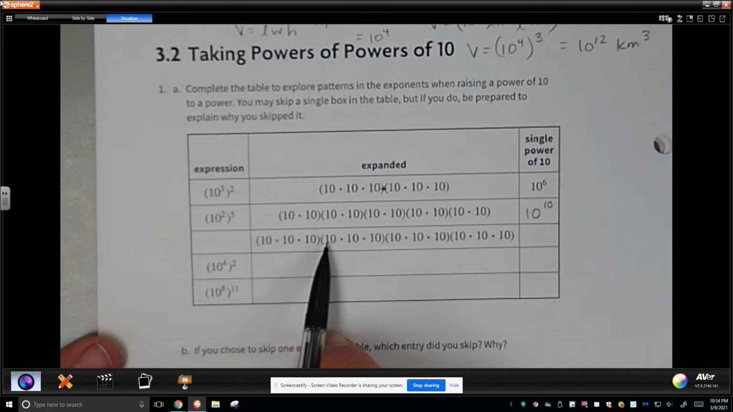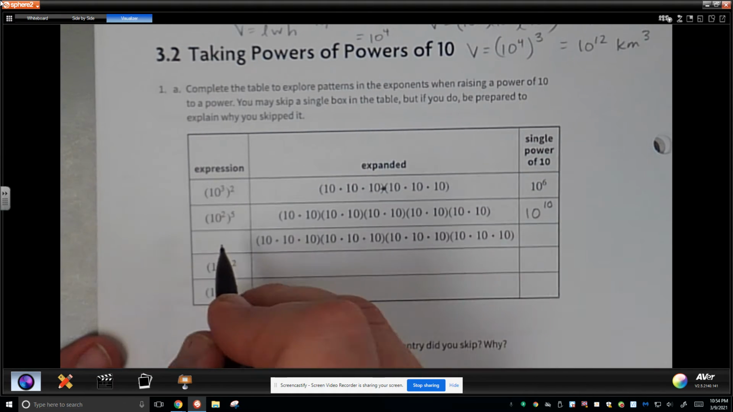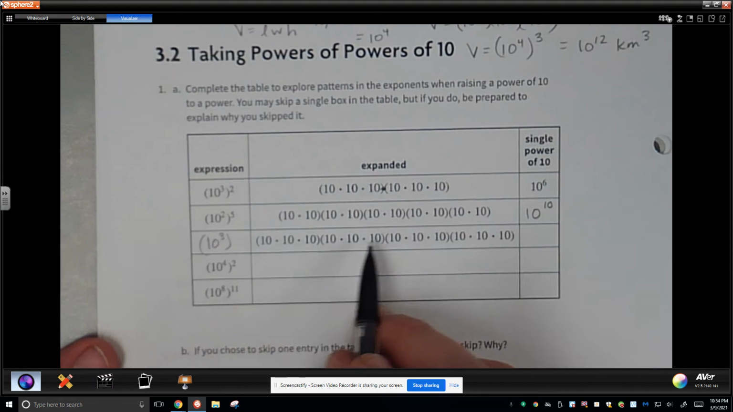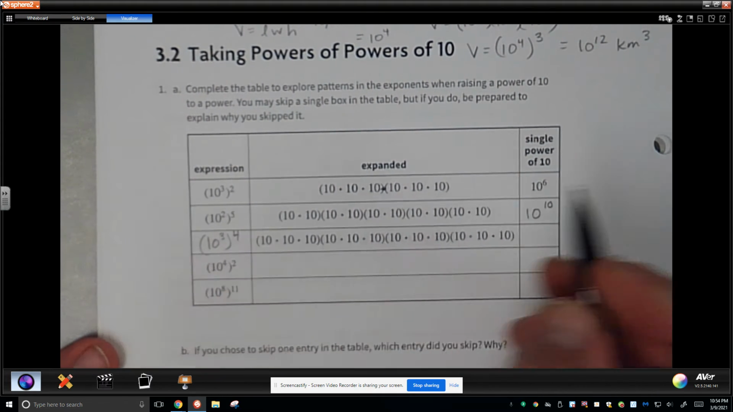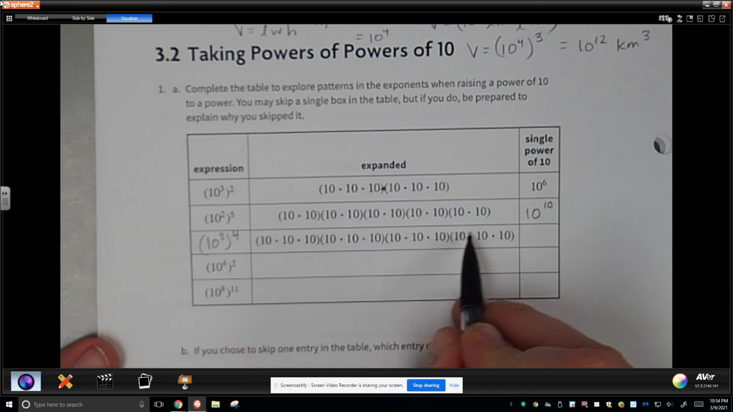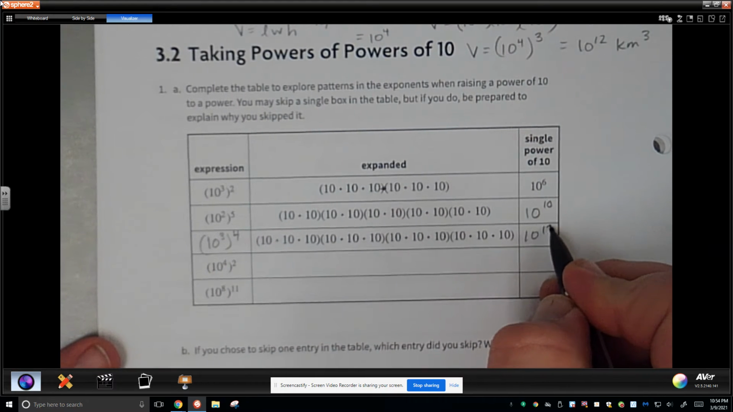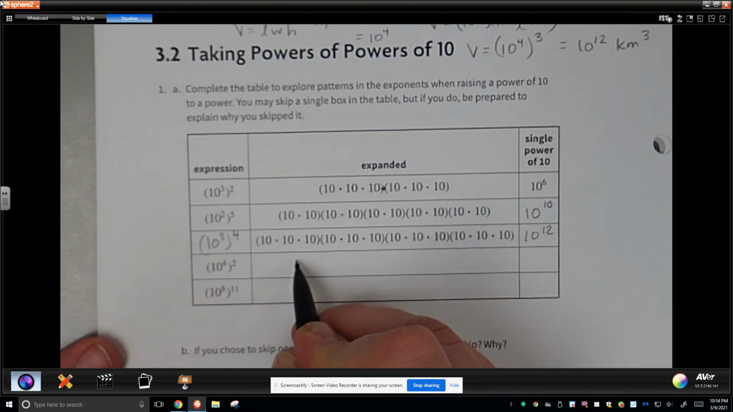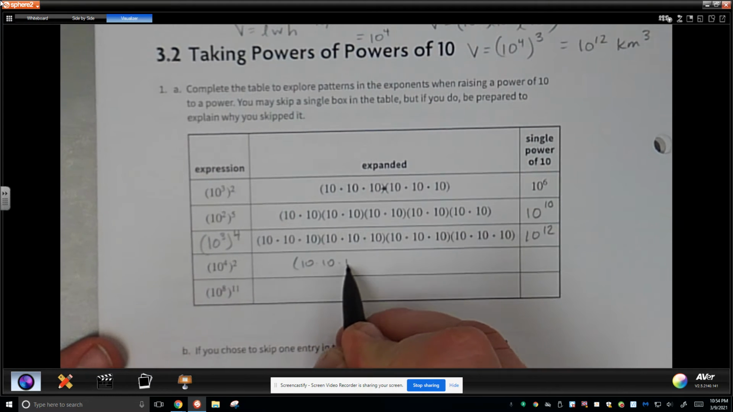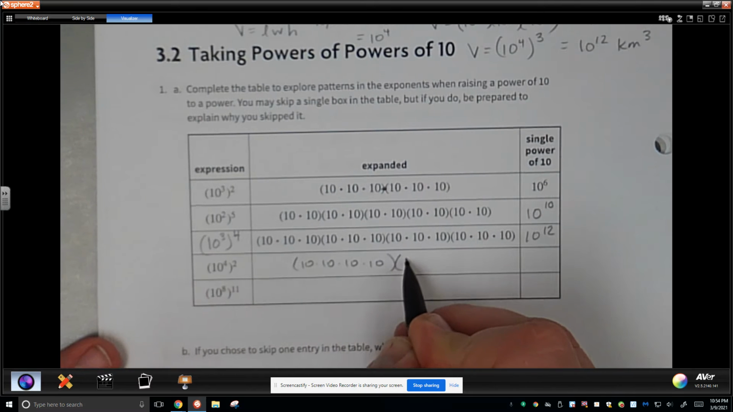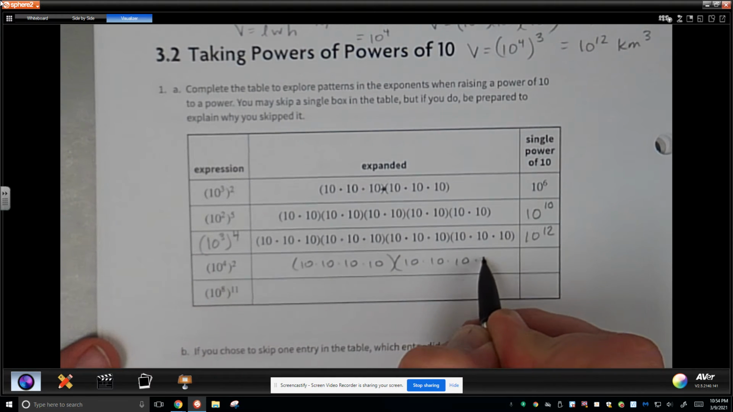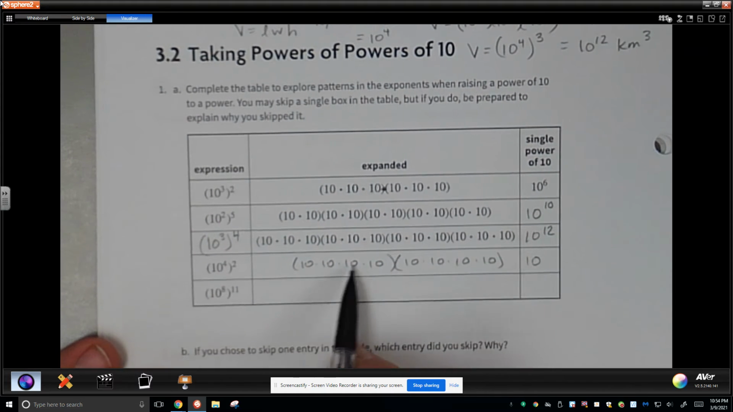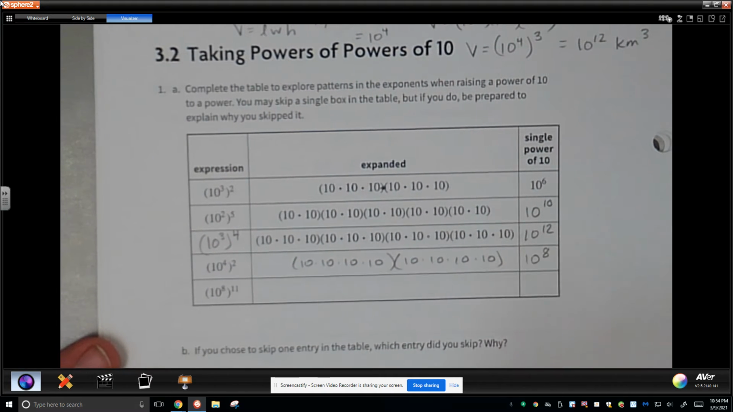I see 10 to the 3rd inside of my groupings. And then I see the groupings 4 different times. And then when I count up all these 10s, I get 10 to the 12th power. When I look at 10 to the fourth power squared, we're going to see 10 to the fourth power grouped up twice for a total of 10 to the 4 plus 4 is 8 power.